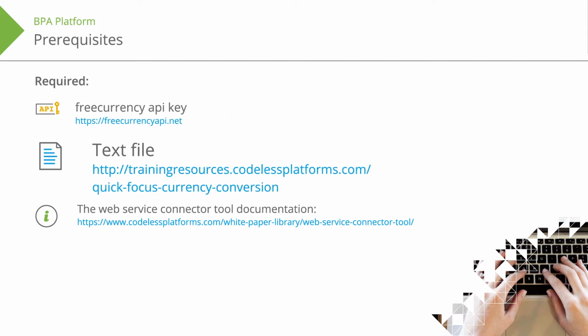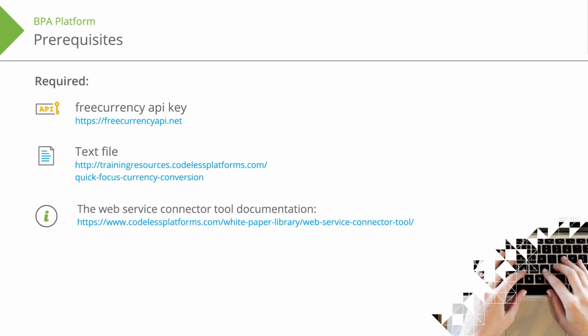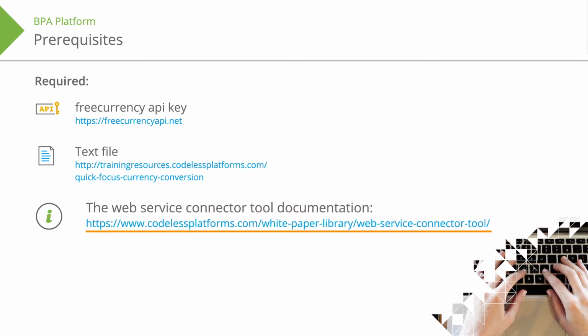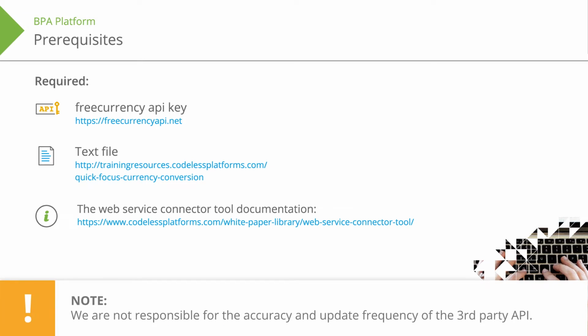It will also be advantageous to download a text file that will be used later. This can be found at the Training Resources URL shown here. More information on the Web Service Connector tool can be found at our white paper library. Please note that this isn't a full production task and is only intended for demonstration and training purposes.